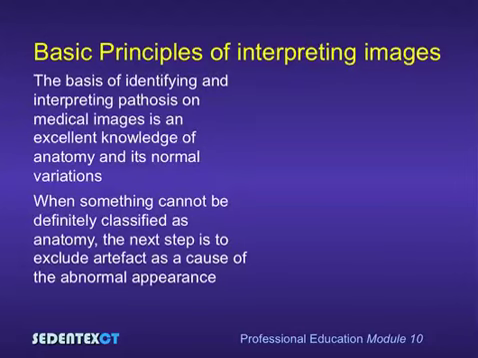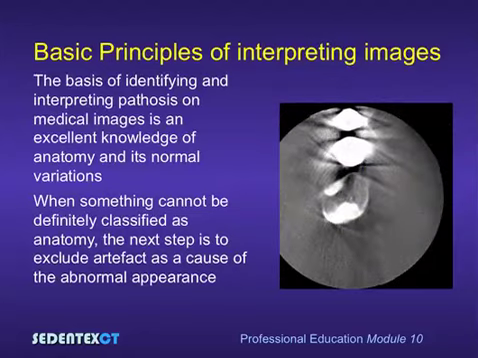Let's move on to interpretation itself. The basis of identifying and interpreting pathosis on medical images is an excellent knowledge of anatomy and its normal variations. When something cannot be definitely classified as anatomy, the next step is to exclude artifact as a cause of the abnormal appearance. The classic cause of artifactual appearances on images on cone beam CT scans is of course metal beam hardening artifacts, as we can see here, arising from amalgam and gold restorations in teeth.